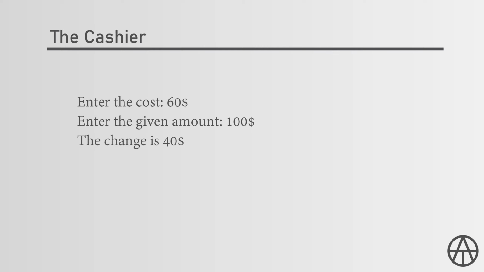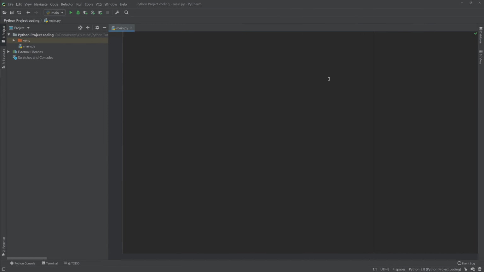For example, if the cost is $60 and the given amount is $100, it should say that the change is $40 and that we can give that amount out with two $20 bills. Alright, I want you to pause at this point and try to do this program on your own and see my solution afterwards. Okay, so I'm back in PyCharm, and as usual I have a new project and the main Python file in it.